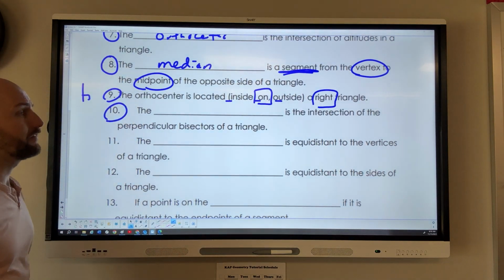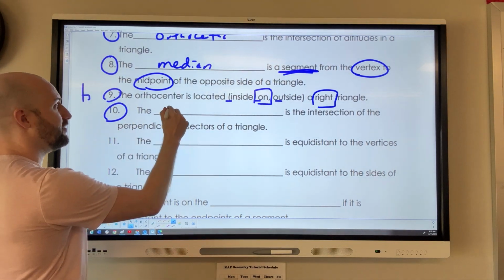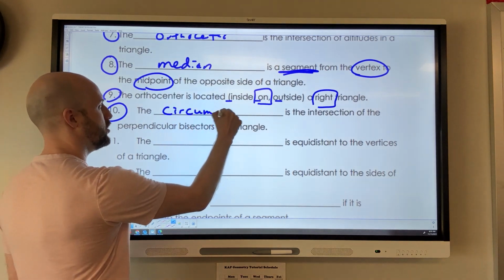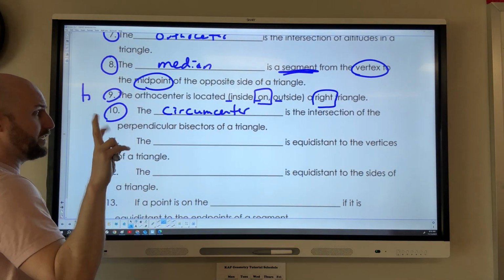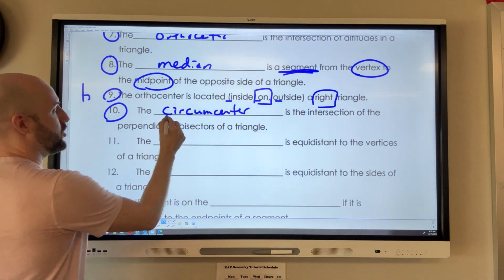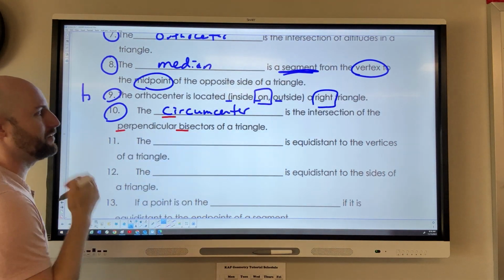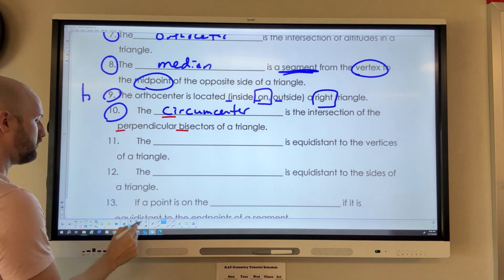Number 10 says the blank is the intersection of the perpendicular bisectors. That's just vocabulary. Circumcenter. And this is where that crunchy peanut butter is always better helps me. I'm like, crunchy peanut butter. It just reminds me, okay, that's that circumcenter one.